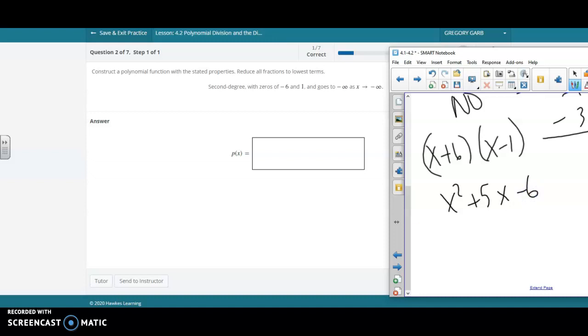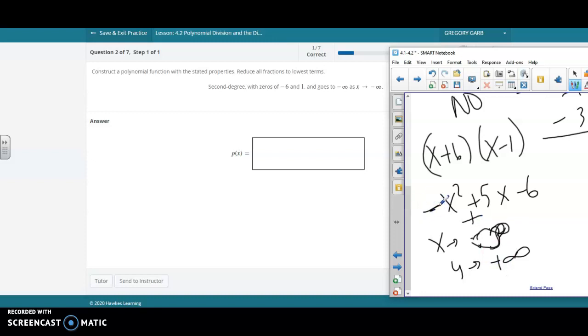But we have to make sure that as x goes to negative infinity, y goes to negative infinity. That's what they want. So unfortunately, when we do it right now, when we put in infinity and negative infinity here, this whole thing's going to be positive. So as x goes to negative infinity, y goes to positive infinity, so it doesn't work. But if we put a negative in front there, that automatically makes the whole thing negative.